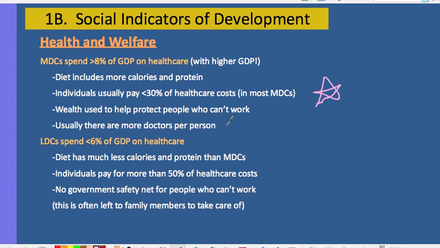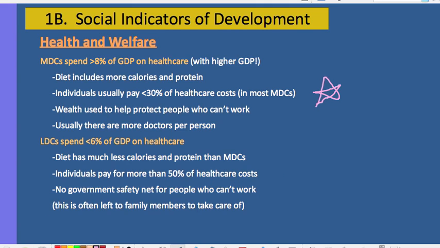In LDCs, often their diet doesn't have enough calories or maybe not enough protein. Individuals pay a lot more money out of pocket for their health care, 50% or more, often like the United States. There is no government safety net, so people who cannot work, who are too old or disabled, have to rely on their family members to take care of them.